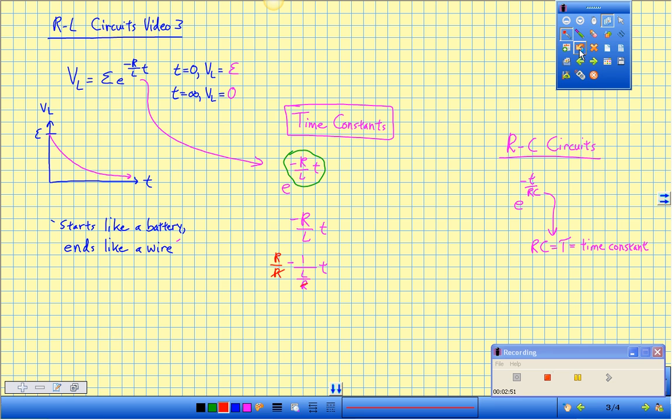So negative R over L times time is really negative 1 over the quantity L over R, times time. This is the time constant for an RL circuit. The time constant is still tau, but for an RL circuit, it is L over R. And we'll talk about maybe getting some ways to think about why it's L over R when we have class next. That's video 3.